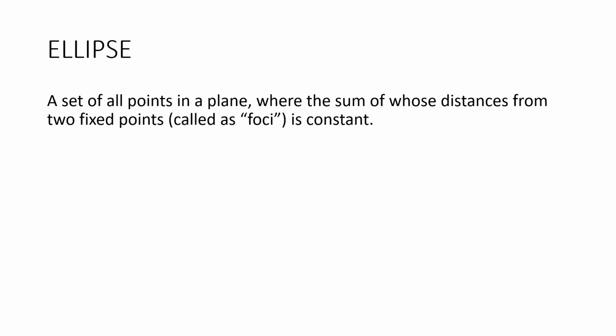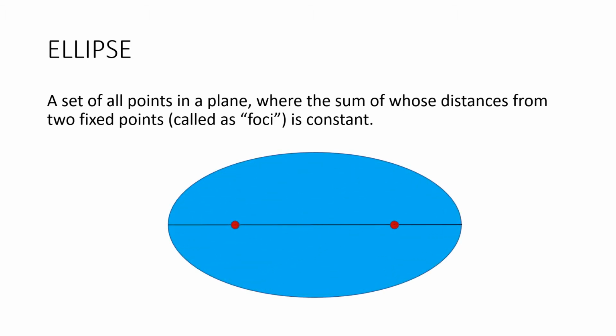Ellipse is a set of all points in a plane where the sum of whose distances from two fixed points, also known as foci, is constant. Let's say you have the ellipse, and these two points, two fixed points, are the foci.